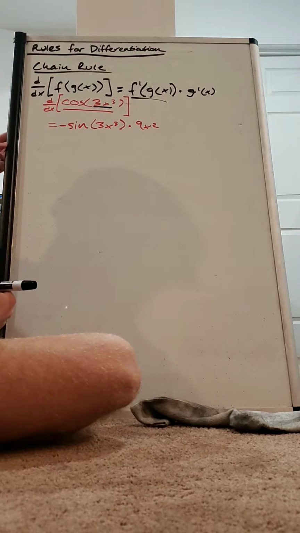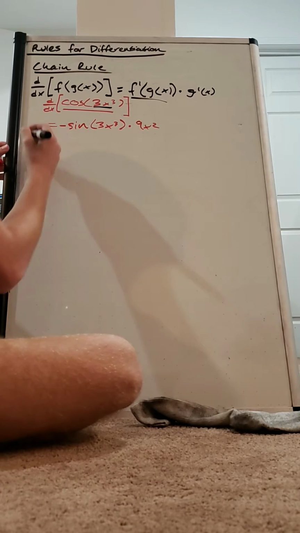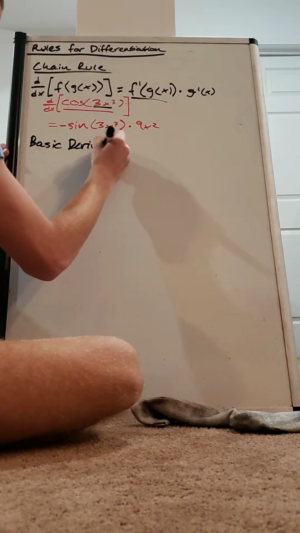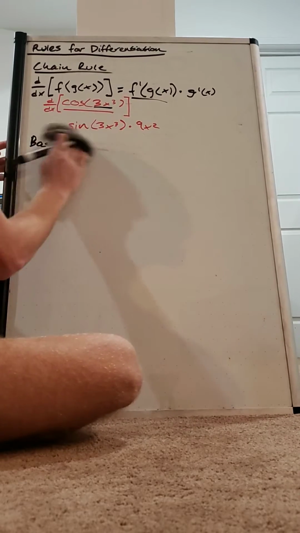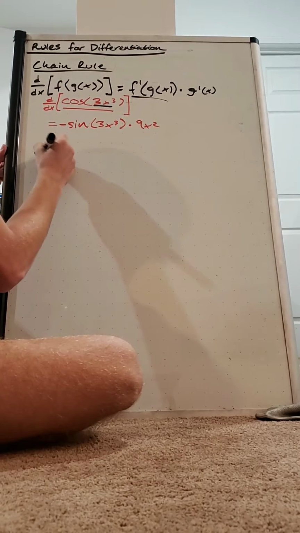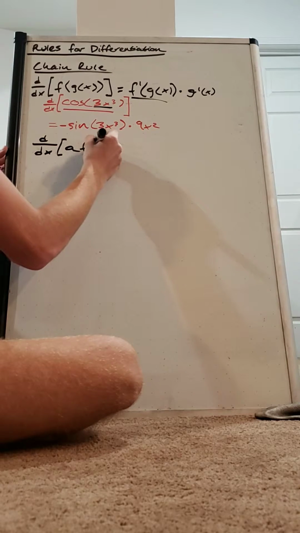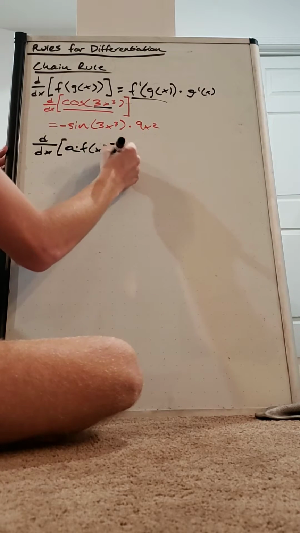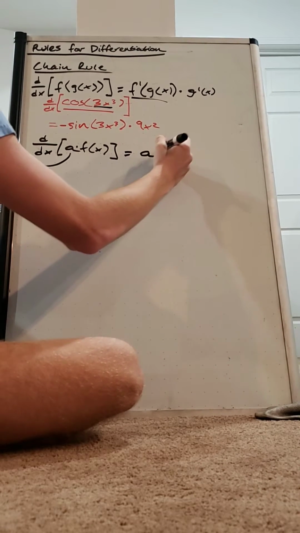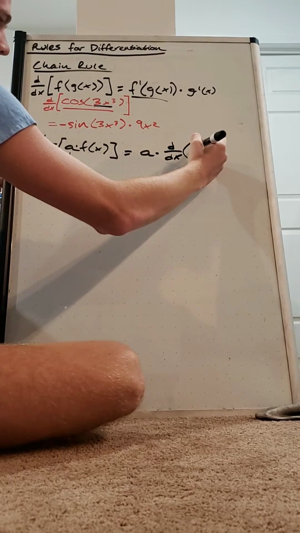And if we just go over real quick some basic rules, I guess this is still technically a rule for differentiation. If you have the derivative of a constant times a function, right, you can bring this constant out to the front. So you would have a times d over dx of f of x.